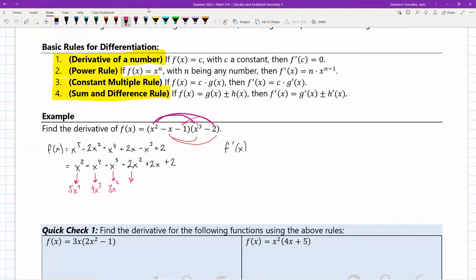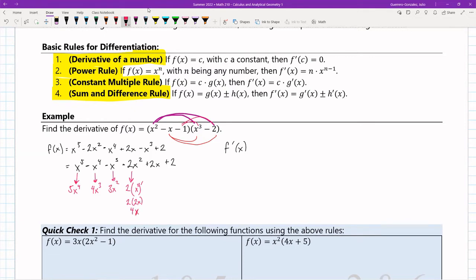the constant multiple rule. Okay, so I'm going to go ahead and multiply. I'm going to basically separate out the 2. Okay, and then I'm going to take the derivative of x squared. I'm going to take the derivative of that separately. So the derivative of x squared is 2x. So it's going to be 2 times 2x. So this makes this 4x.